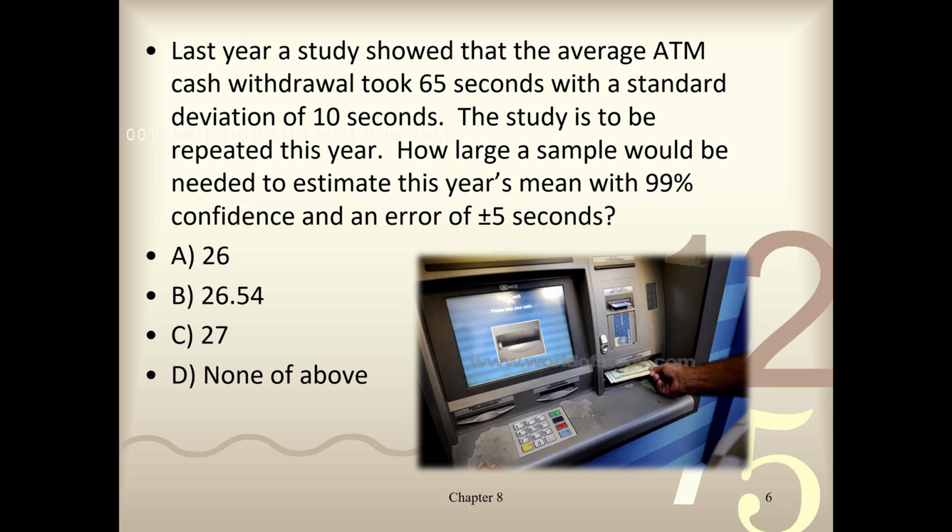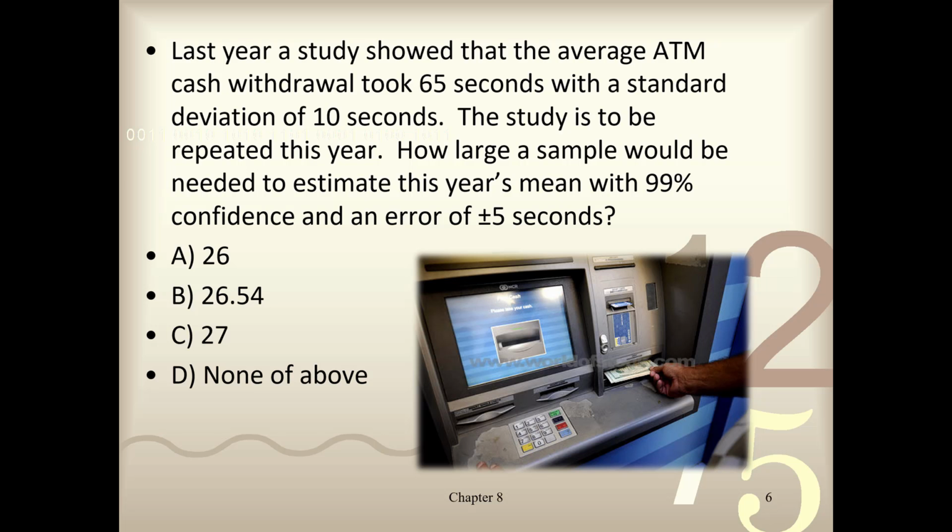Last year, a study showed that the average ATM cash withdrawal took 65 seconds with a standard deviation of 10 seconds. So notice I'm given some previous data. That standard deviation is going to help me. As you saw in Megastat, I need an estimate of the standard deviation. The study is to be repeated this year. How large of a sample do I need?